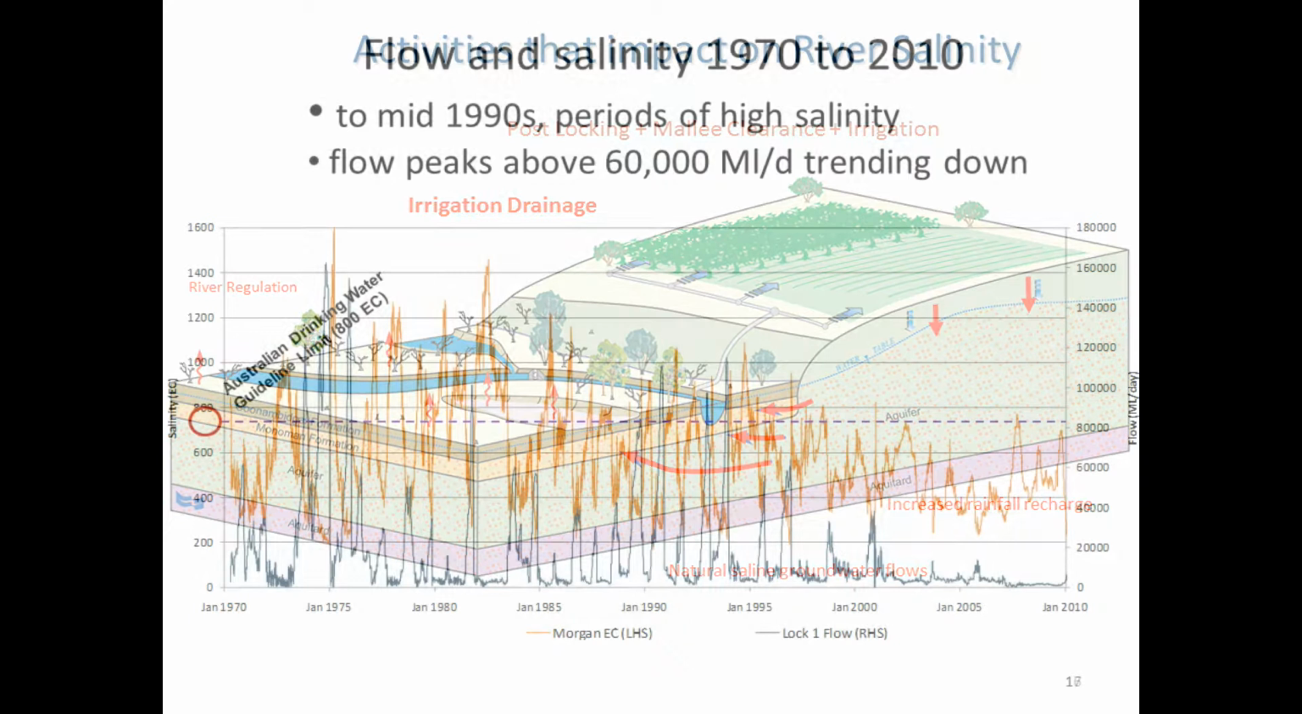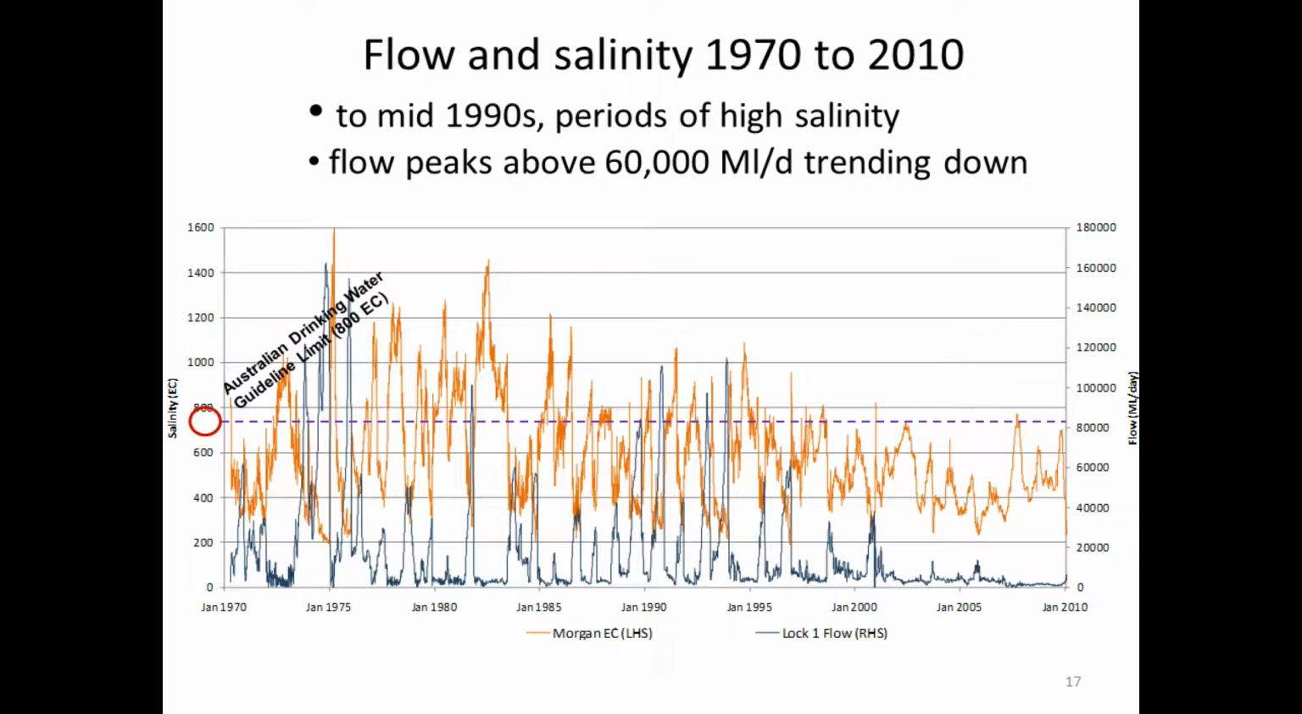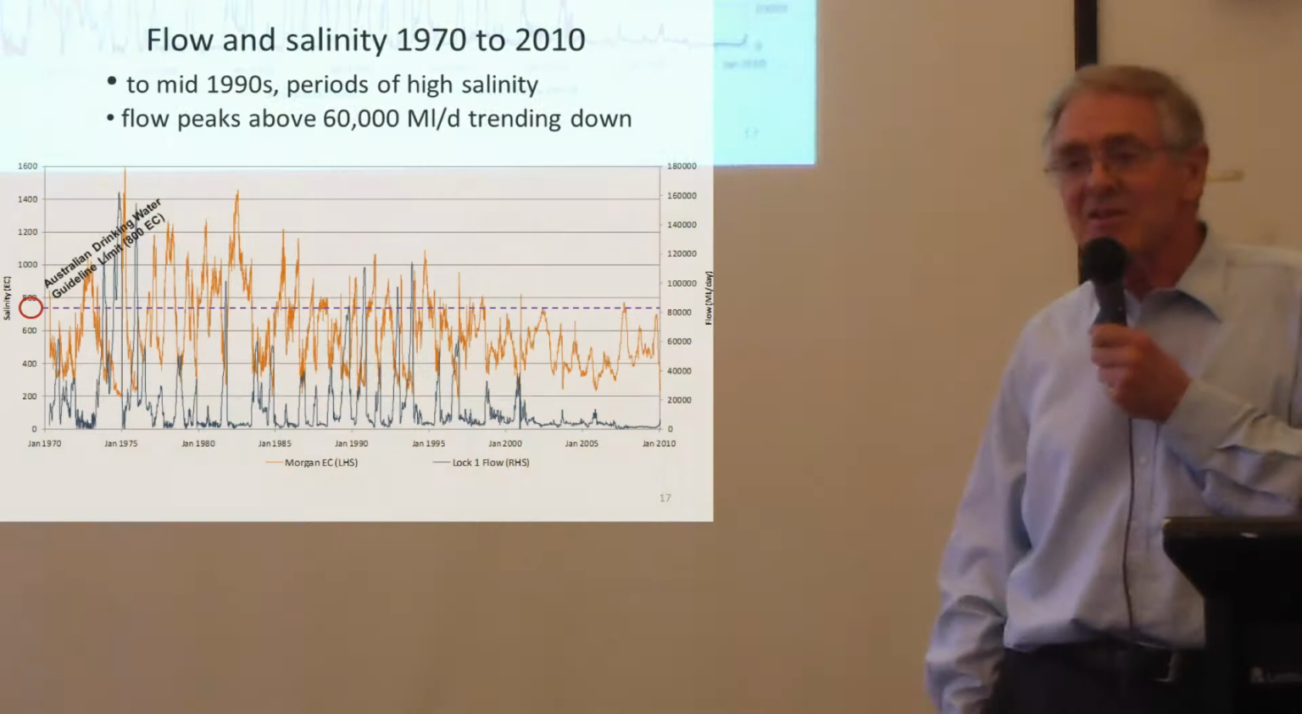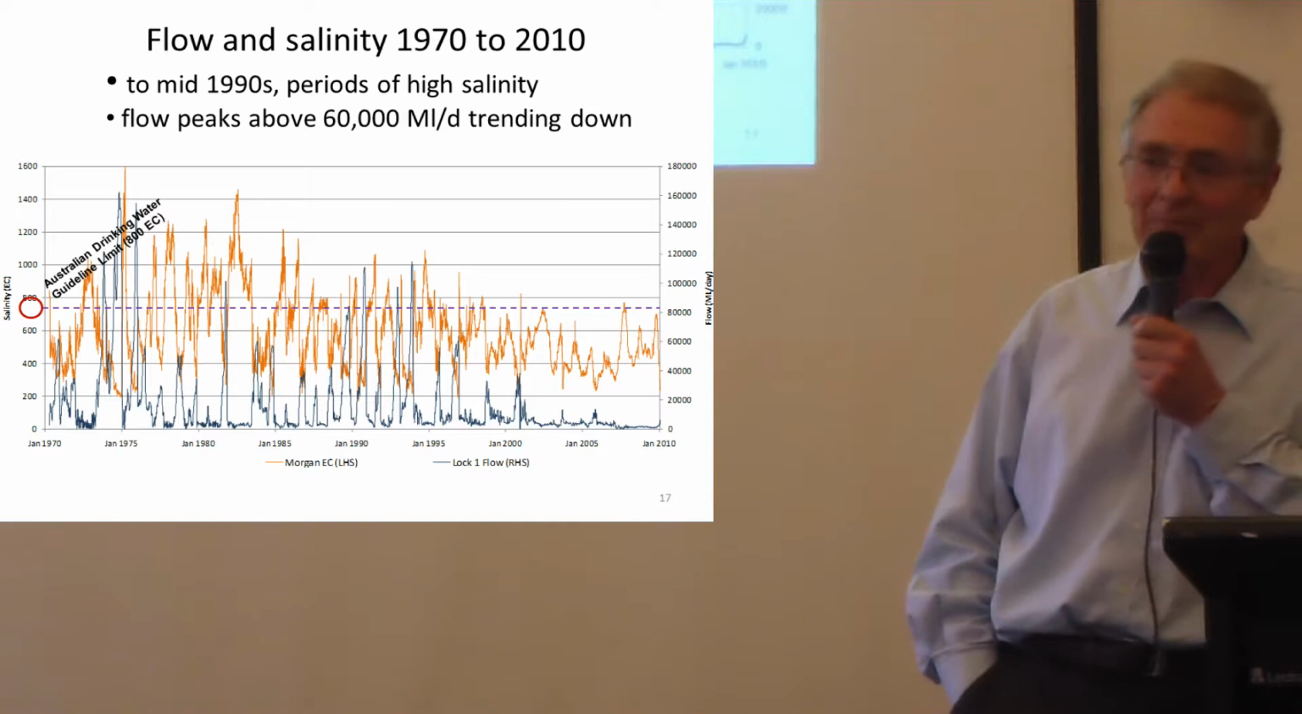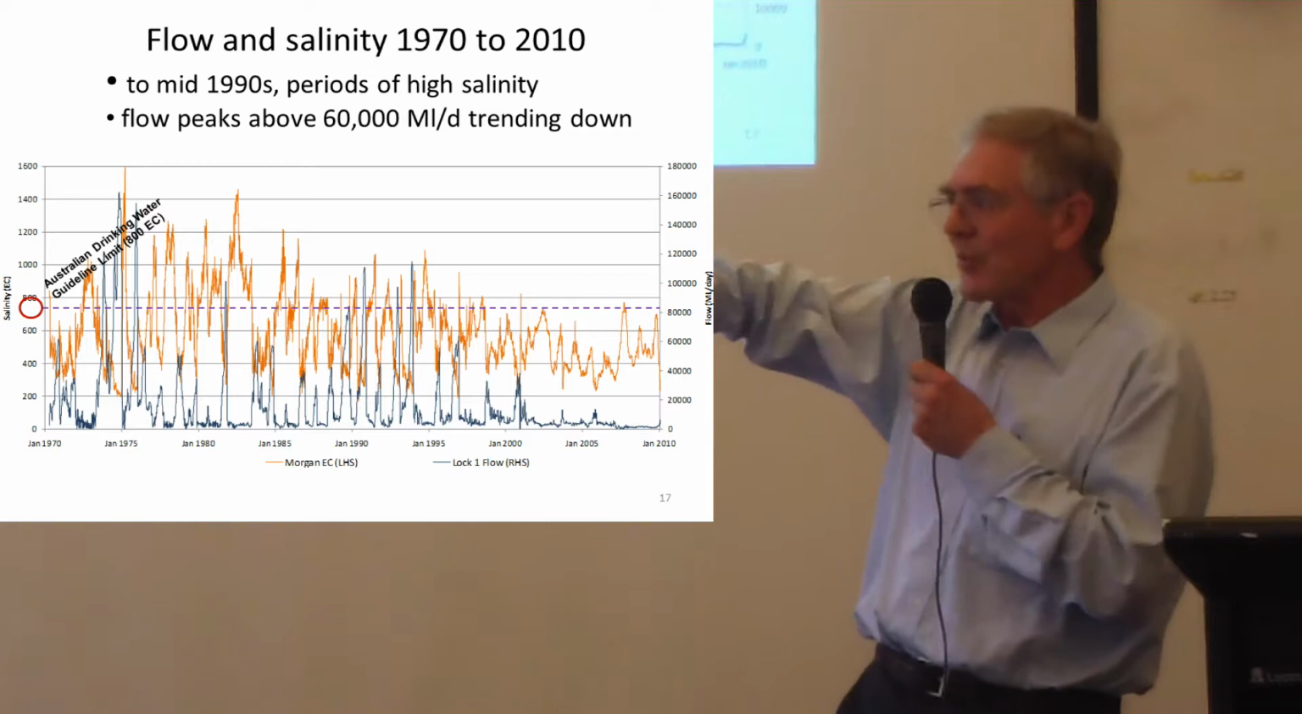In fact, here's a graph since 1970. What you see there is the flow and salinity, 1970 to 2010, and the red line is salinity, and its axis is on this side, over there. The alarm level is where that red circle is, at 800 electroconductivity units. That's about 500 milligrams per litre of salt in the water. That starts causing significant crop damage. Above that, the crop damage level goes higher and higher.